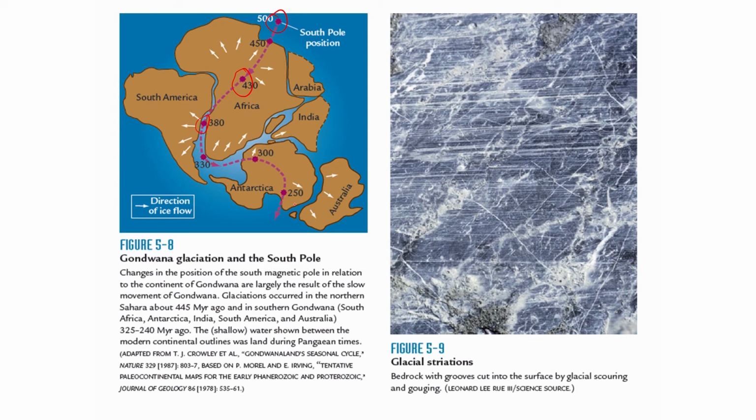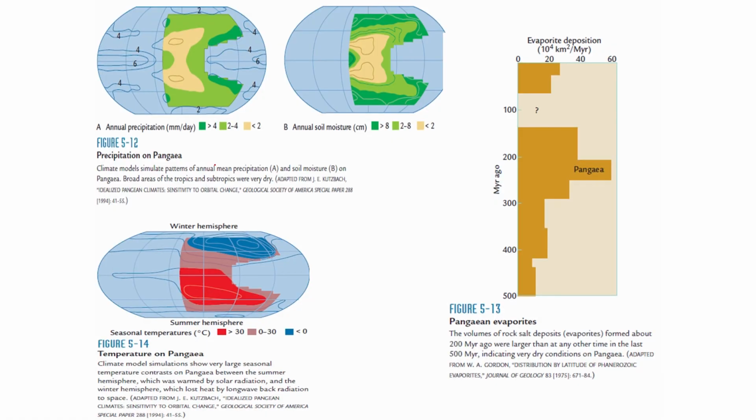So, the magnetic pole has moved, which means the continents have moved over the magnetic pole. So, Africa was glaciated when it was over the South Pole position, and now Antarctica is over the South Pole position. Australia has moved north, South America has moved north, and so on and so forth.